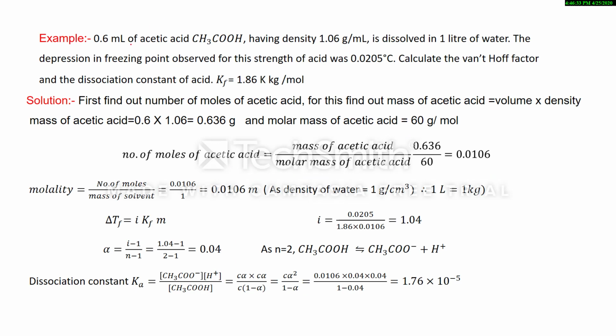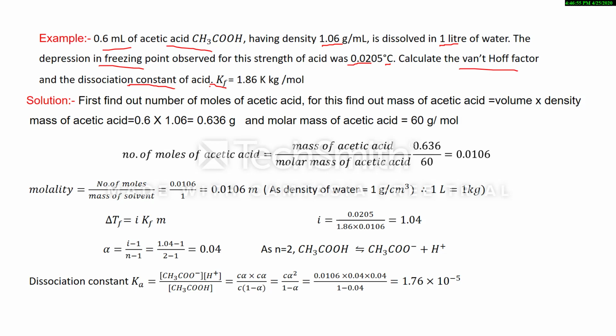Now another example. 0.6 ml of acetic acid having density 1.06 gram per ml is dissolved in 1 liter of water. The depression in freezing point observed for this strength of acid was 0.0205 degrees Celsius. Calculate the van't Hoff factor and dissociation constant. Kf is given to you.